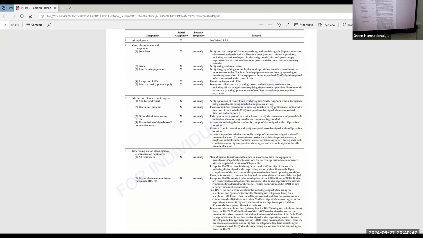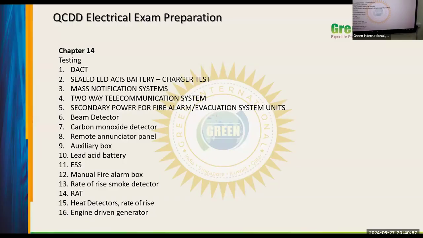So first, what is the question? The first question is about the specific frequency of the test. Now we have one doubt. Suppose they ask for definitions, then we go to chapter number 3.